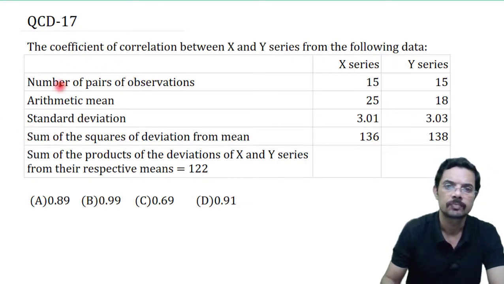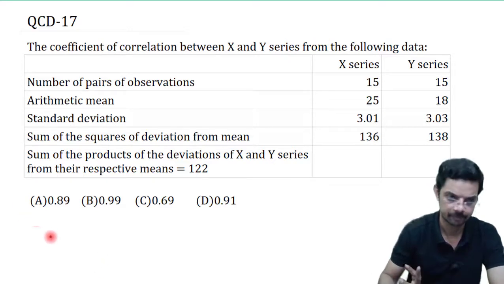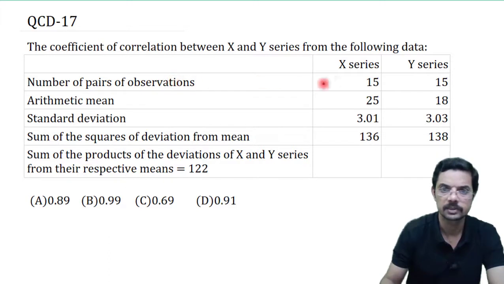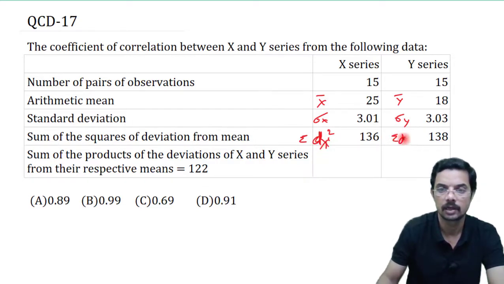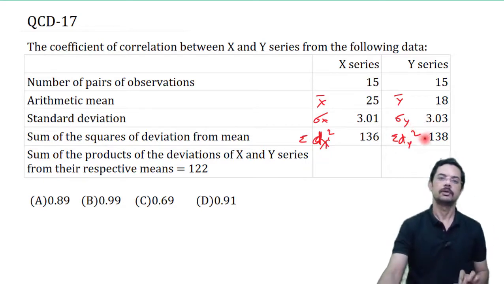Here, the correlation coefficient between the x and y series from the following data is to be found. Okay, we need to find out r. The number of pairs of observations is 15. The arithmetic means are x bar and y bar, these are sigma x and sigma y, and these are the sums of squares of deviations from the mean, sigma dx square and sigma dy square, from their respective means.